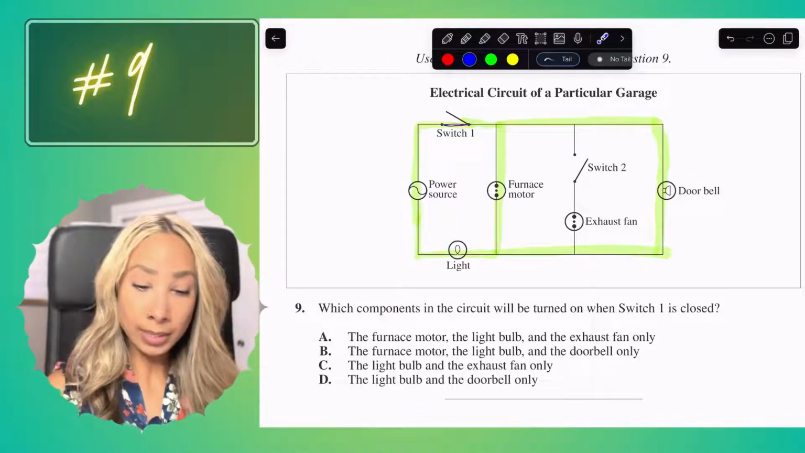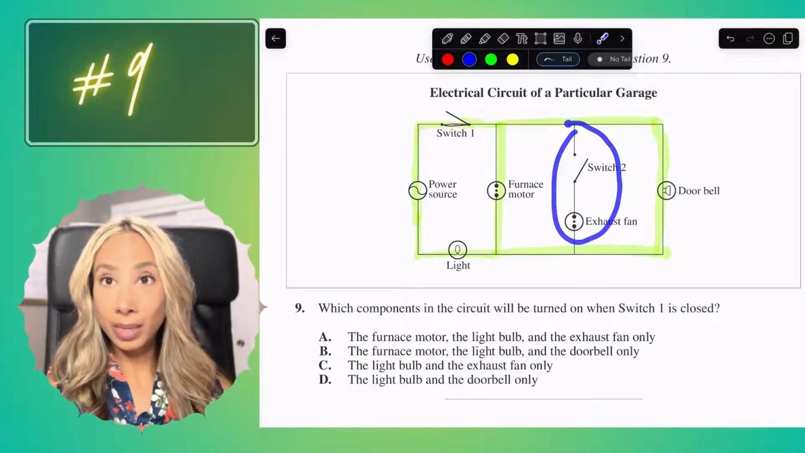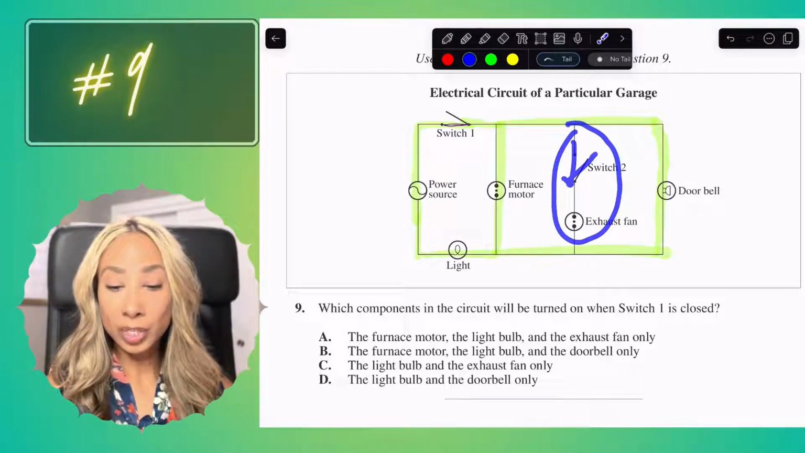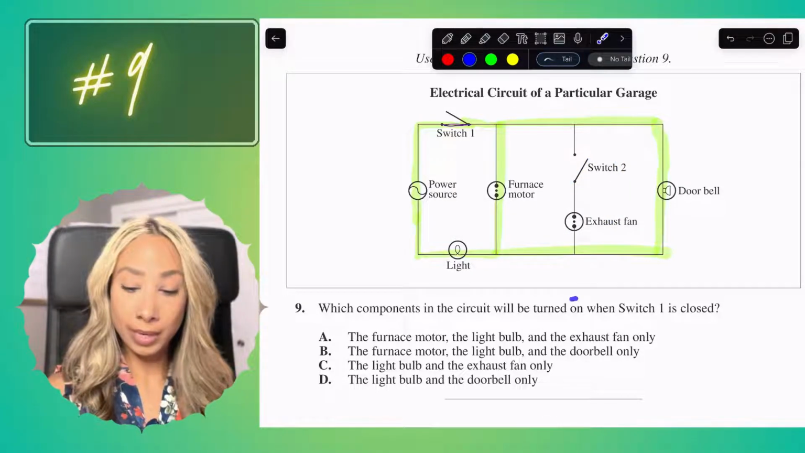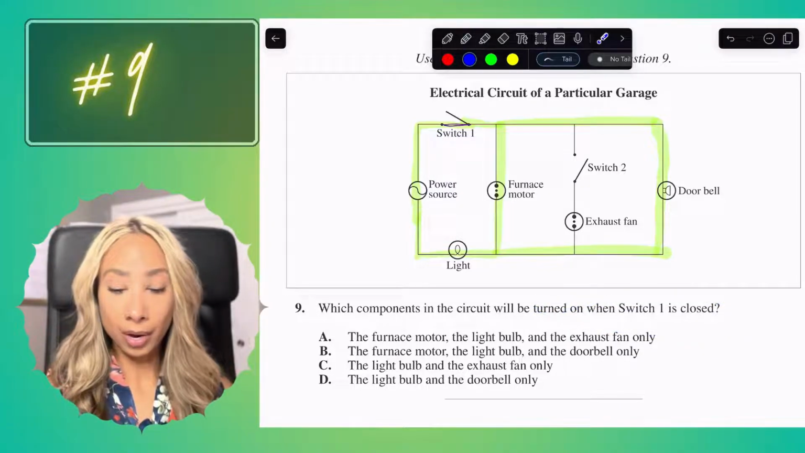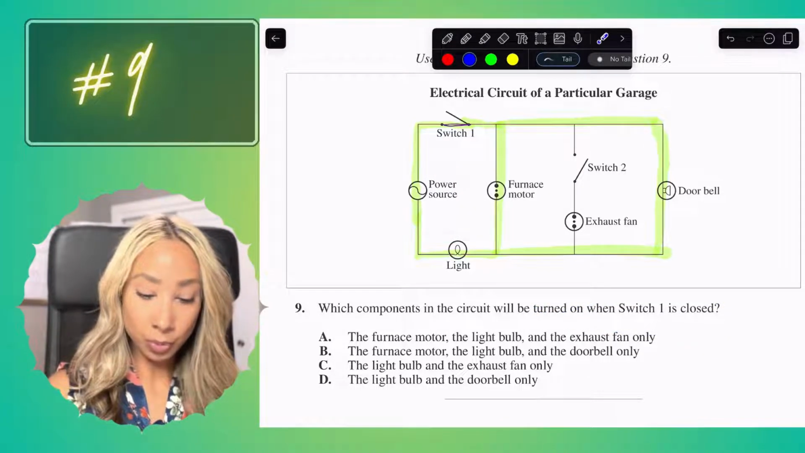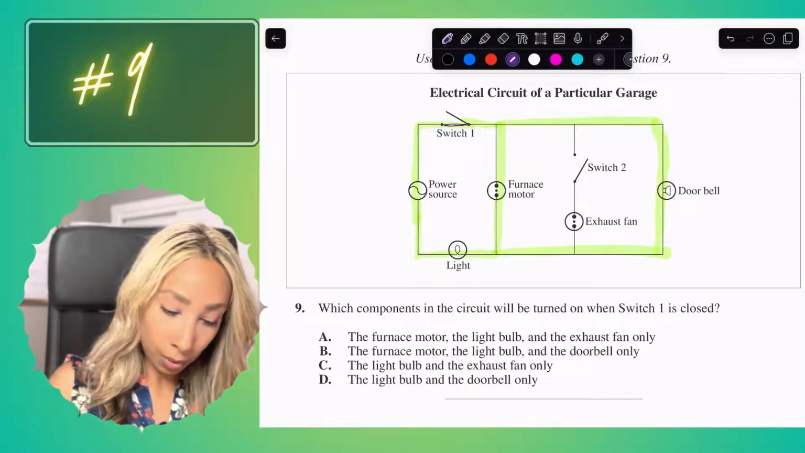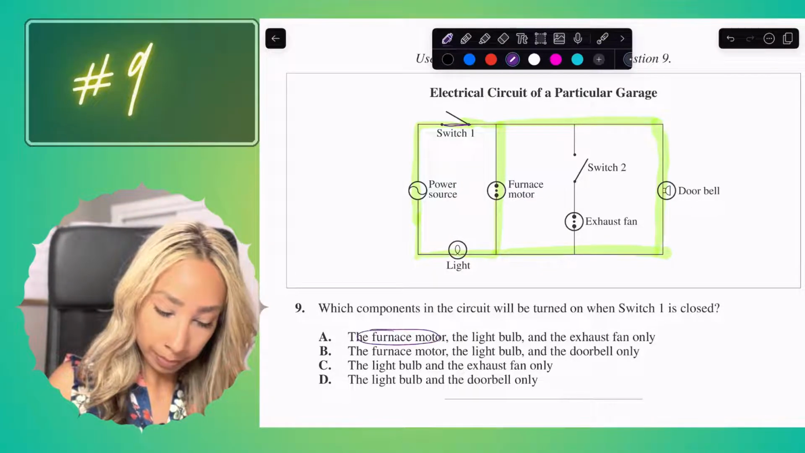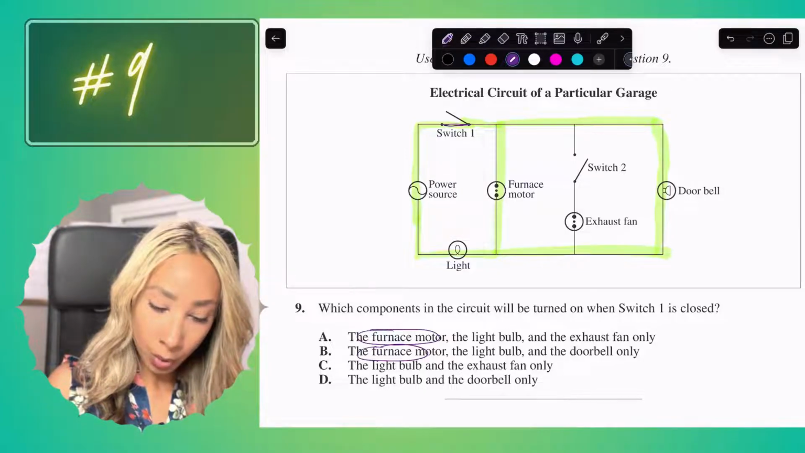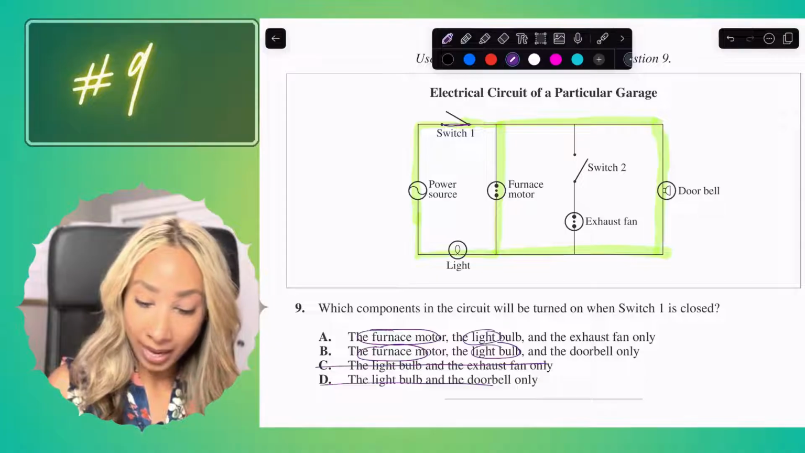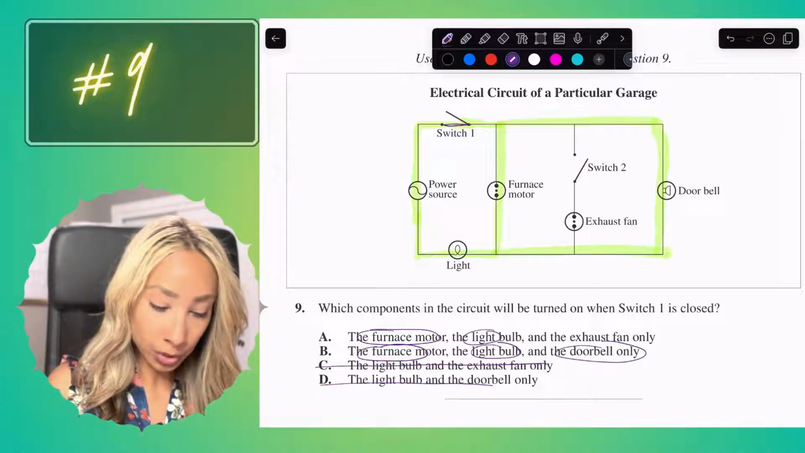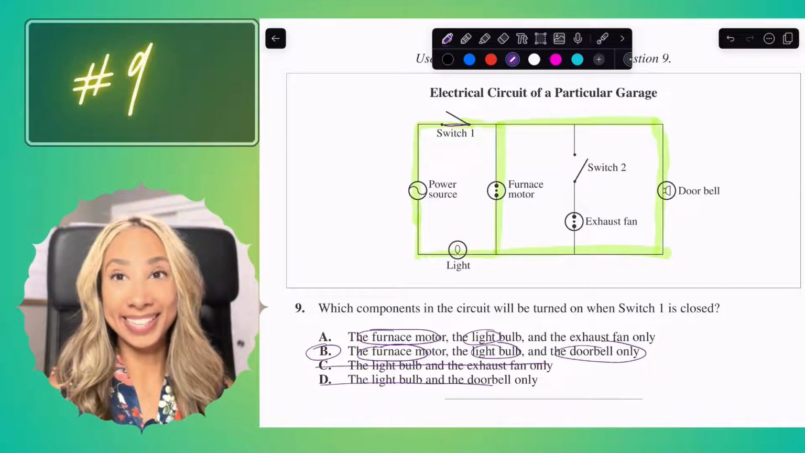Now the main reason it will not hit switch 2 in the exhaust fan is because this switch is going to remain open. There's nothing here that tells us switch 2 is turned on. So that means for this option, in figuring out which components will be turned on, well, we know that we're going to have our furnace motor. We know we'll have the light bulb, so we can cross off these options. And then the last one is just going to be our doorbell. So our answer for this one is B.